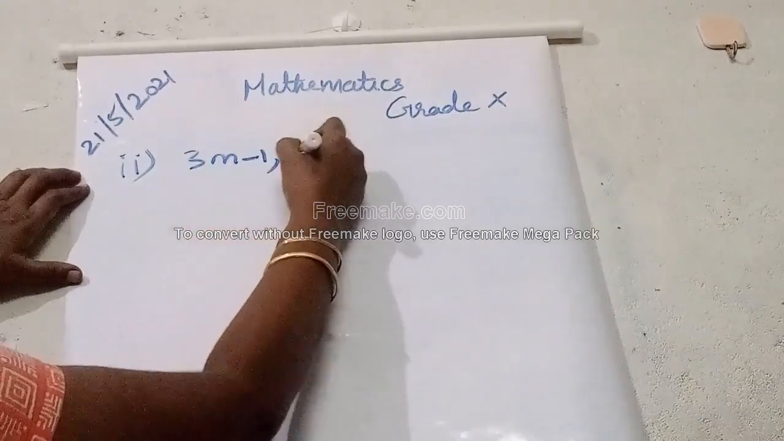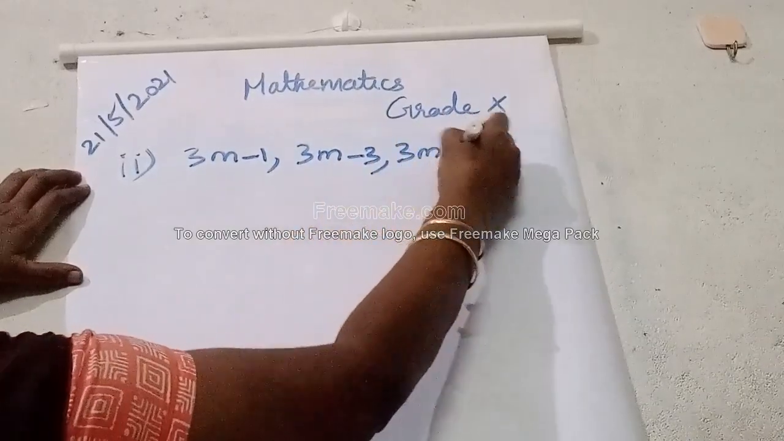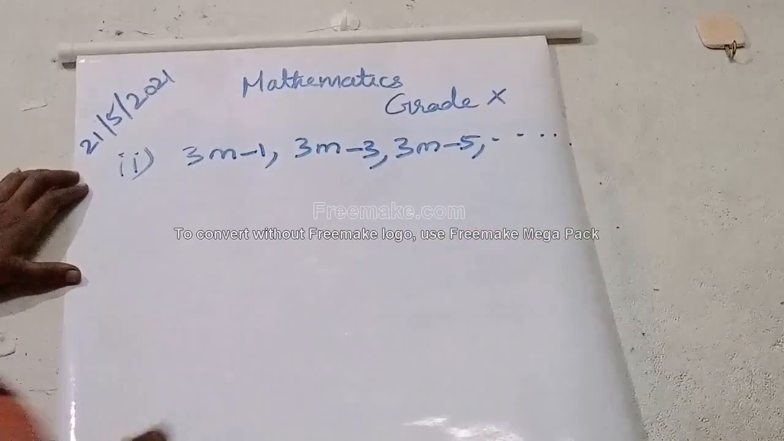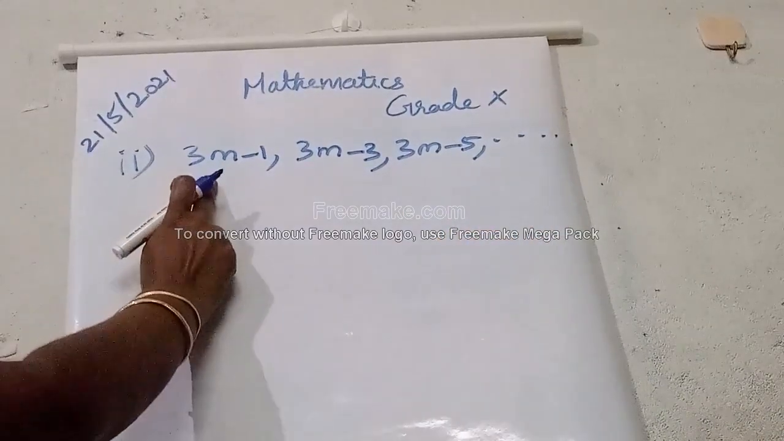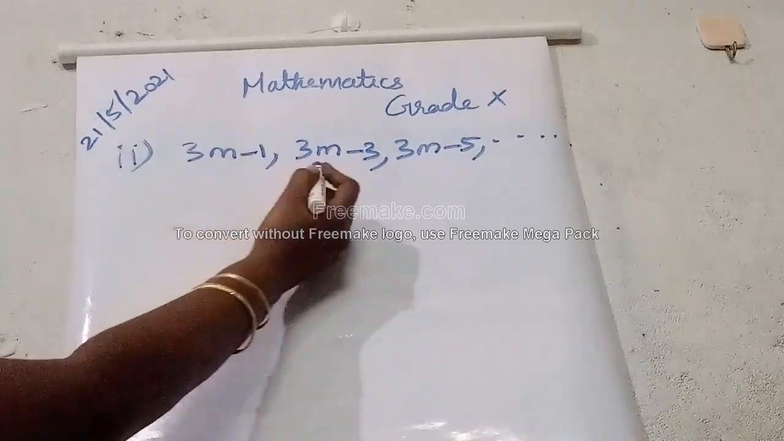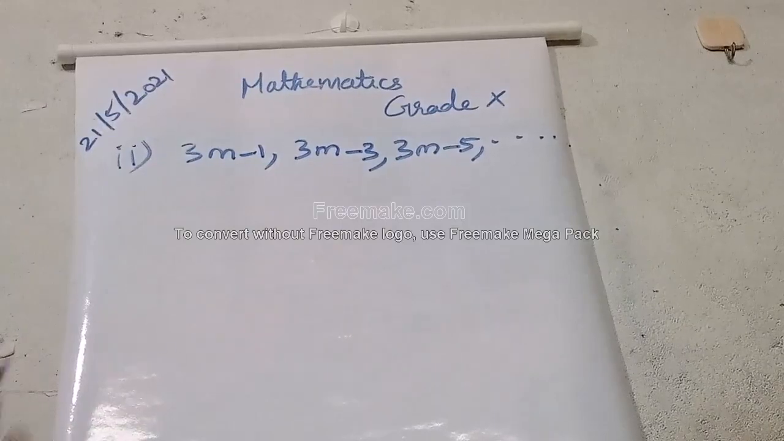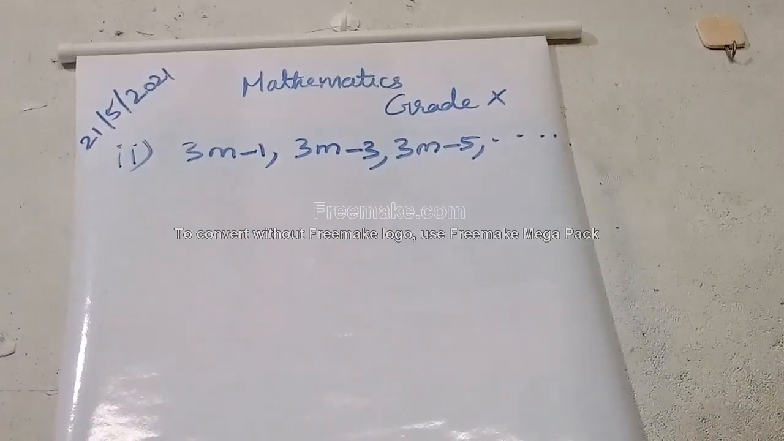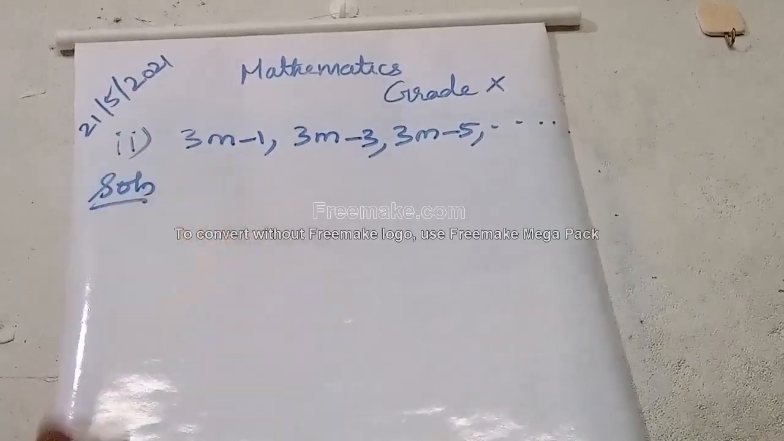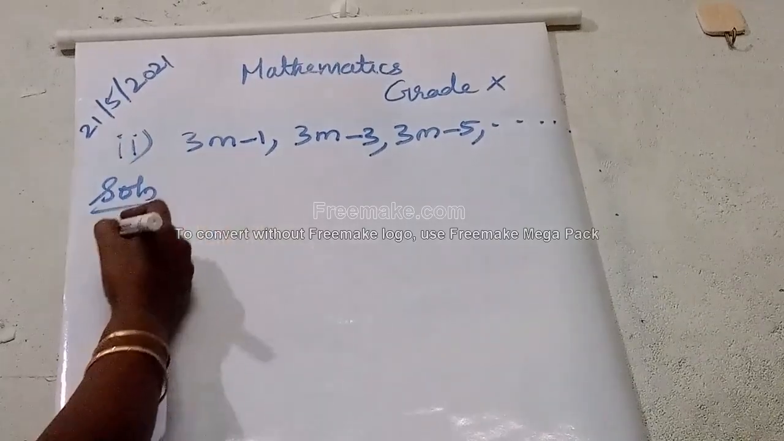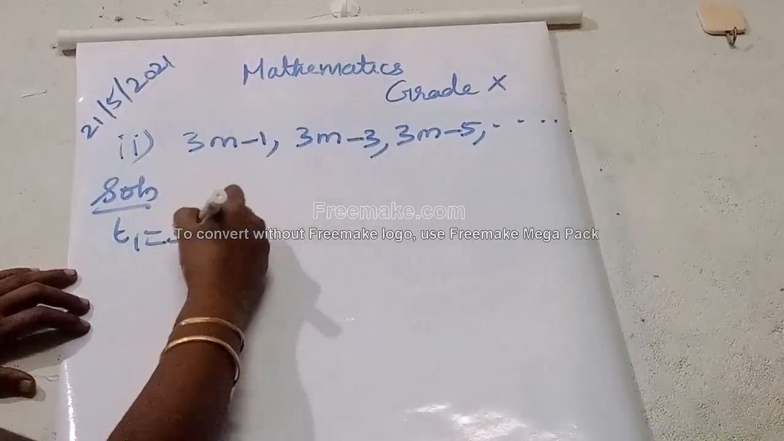3m minus 1, 3m minus 3, 3m minus 5, and so on. What are the given terms? 3m minus 1, 3m minus 3, 3m minus 5. We have to check whether this is an AP or not. So, how to check? What is the first term? T1 is equal to 3m minus 1.